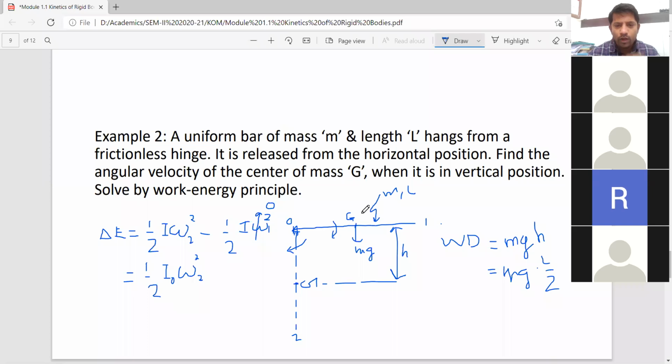Suppose you are given the mass moment of inertia about the axis passing through the center of gravity, that is Ig, but you need to find the same about point O. So you will use the parallel axis theorem again. IO, the mass moment of inertia about point O, will be Ig plus the mass of the bar times the square of the distance between the two axes. The distance is L by 2, so its square is L square upon 4.